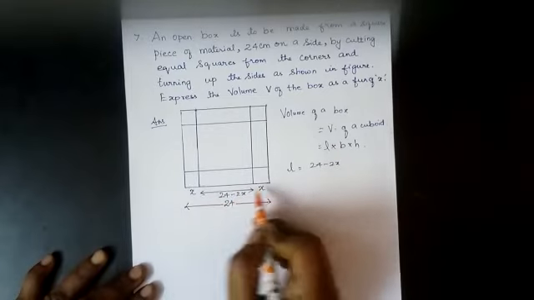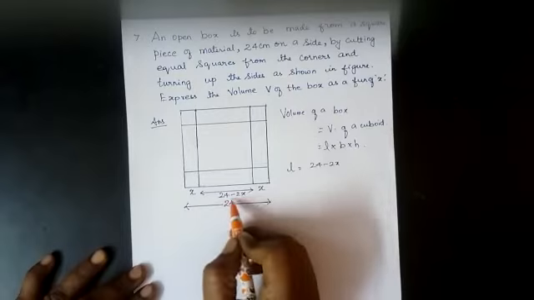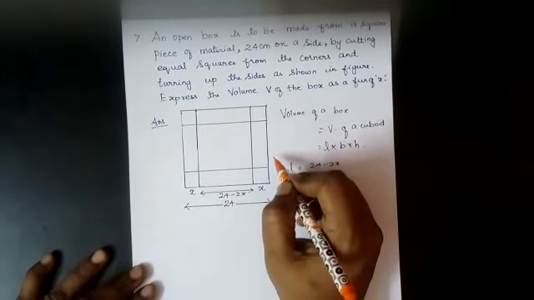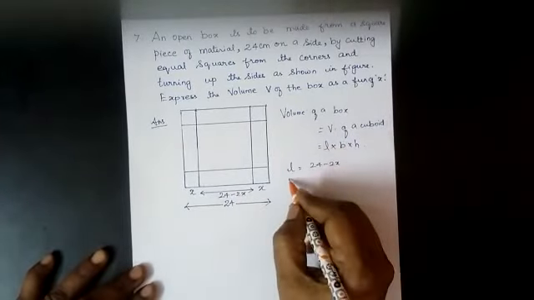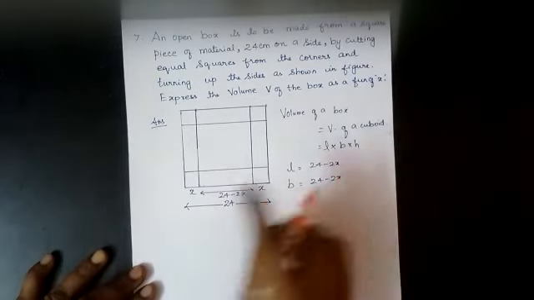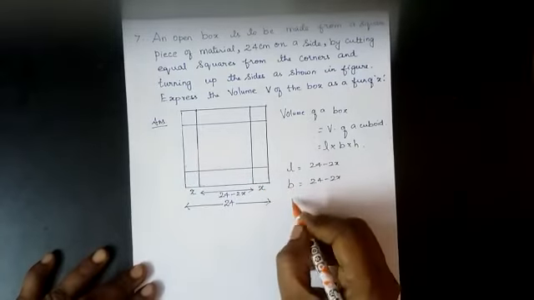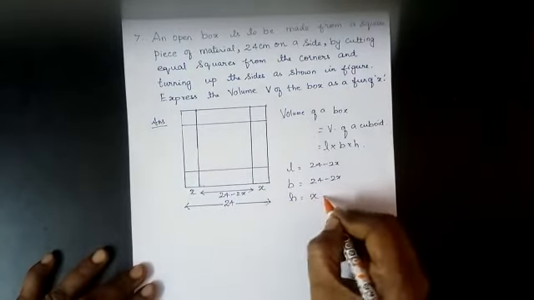Why 2x? Here 1x and the other x here. So 24 minus 2x. So breadth will also be 24 minus 2x. And this part is folded upwards to make the height of the box. So h is equal to x.